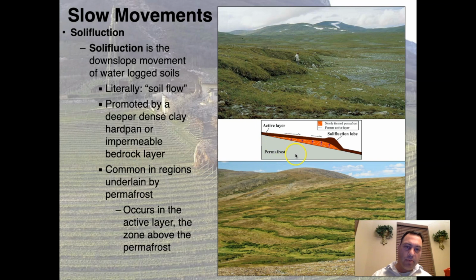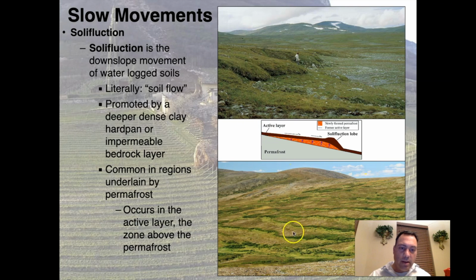So if you have permafrost or a bedrock layer, something that is really, really hard, what will happen is that it'll stay in that position. And then the upper layer, which warms up during the daytime, will start to flow down gradient or down slope. So here we see permafrost. Commonly in regions underlain by permafrost, it occurs in the active layer, the zone above the permafrost. So the active layer is this top stuff. It's the stuff that's moving.